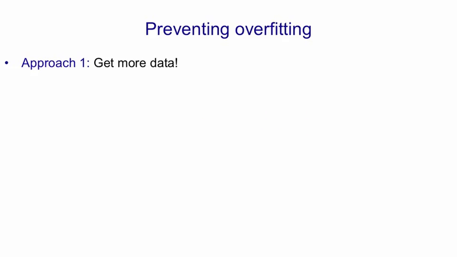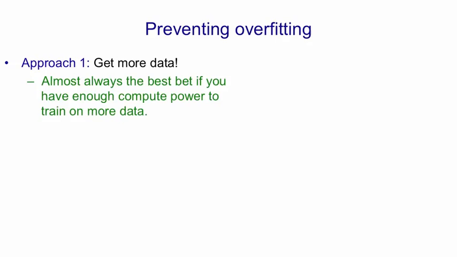The first method I'll describe is by far the best, and it's simply to get more data. There's no point coming up with fancy schemes to prevent overfitting if you can get yourself more data. Data has exactly the right characteristics to prevent overfitting. The more of it you have, the better, assuming your computer's fast enough to use it.